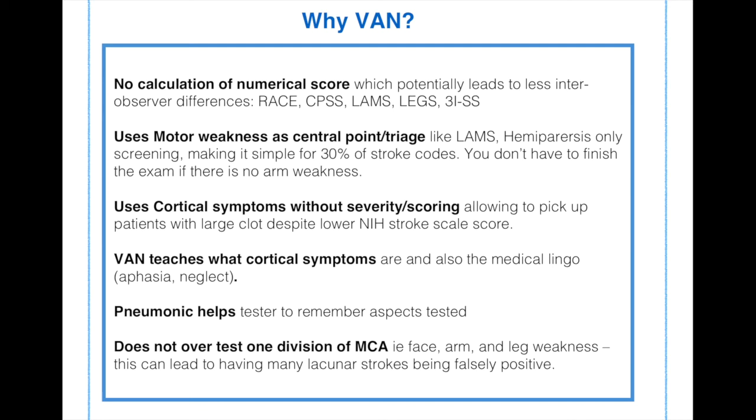VAN teaches what cortical symptoms are. I just taught you over this last lecture. The mnemonic helps. VAN, vision, aphasia, neglect. Dr. Taleb went over this, right? And it does not overtest one division of the MCA by testing face and arm and leg, or face, arm, leg, and hand, right? So for us, we've had 6 patients with NIHSS scores of greater than 10, all turned out to be lacunar, all VAN negative, because they were pure motor and sensory with no cortical symptoms. And so that's why it's powerful. It's in a sense the simplest and the best, all in one.